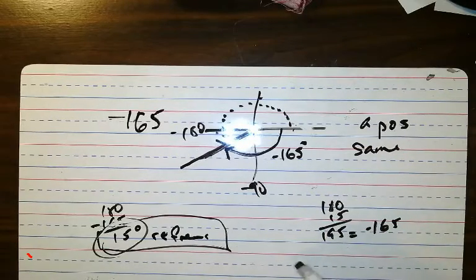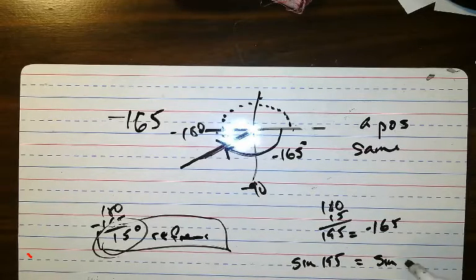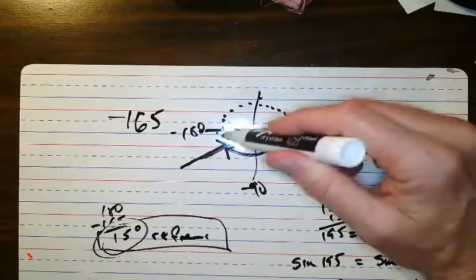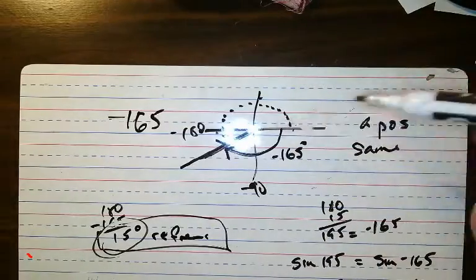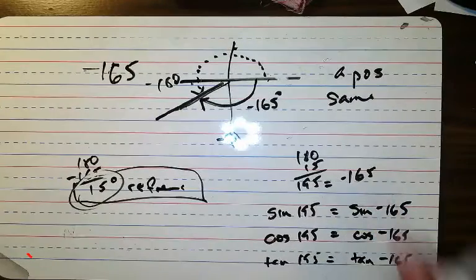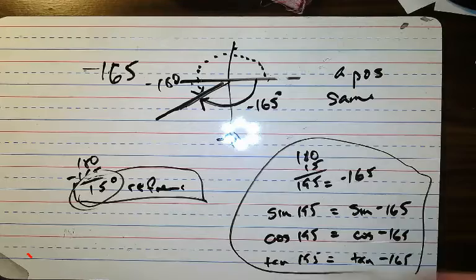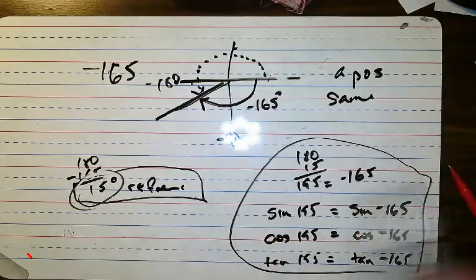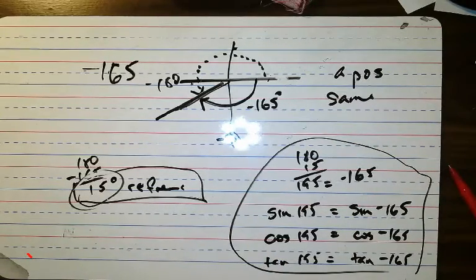Now, believe it or not, that means the sine of 195 is the same as the sine of negative 165. And the cosine of 195 is the same as the cosine of negative 165. See, these angles land in the same place. That means the sine, cosine, and tangent are all the same. Always, always, always. If you know what the positive angle is, the negative angle is, and the reference angle, you got it made.